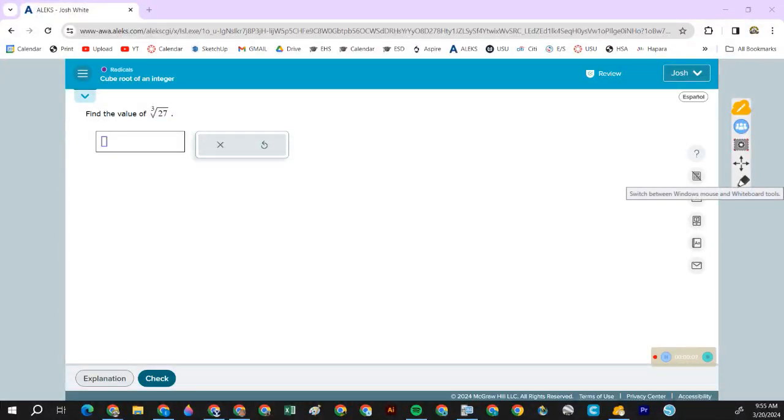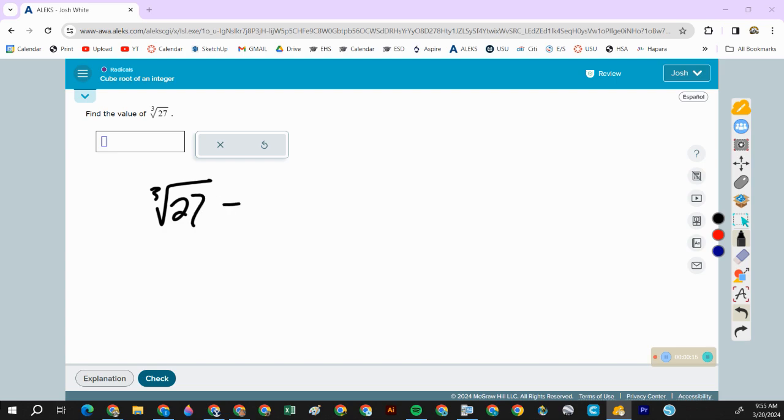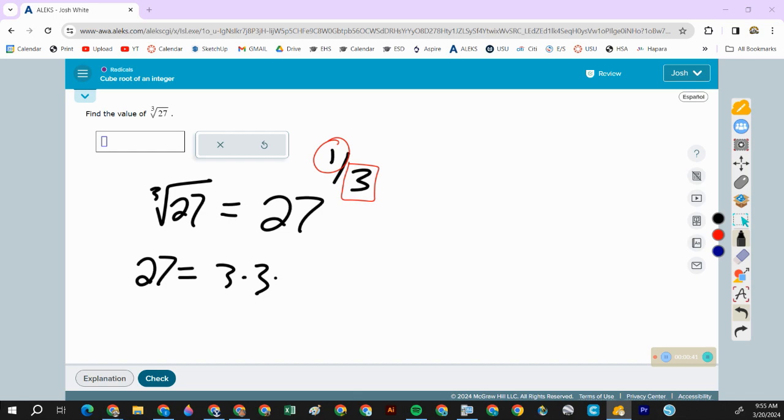This is 10.4, and we are working on radicals or rational exponents. So the cubed root of 27 is really just 27 to the 1/3. And what that's saying is, can you break 27 into 3 equal multiplications and then figure out how big one of those multiplications is? So 27 is equal to 3 times 3 times 3.